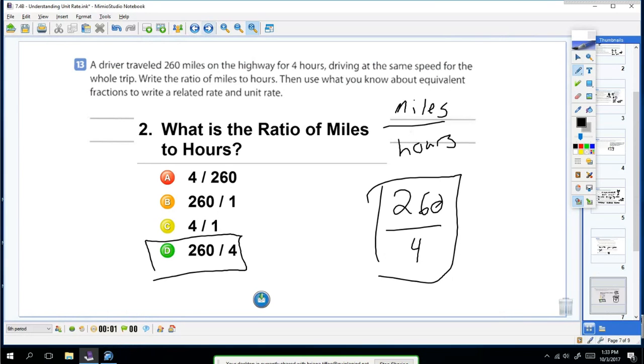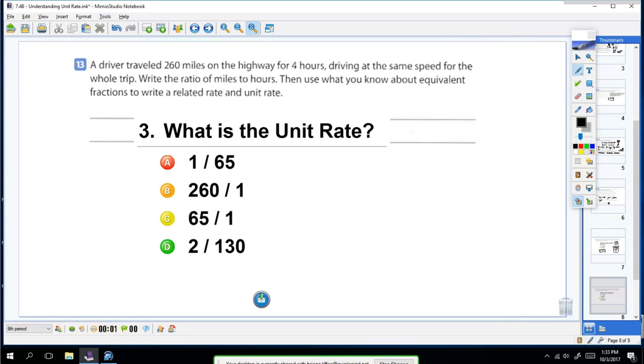Okay, well, continuing on, I need to figure out what's the unit rate. Well, my ratio is 260 for every 4 hours. So all I need to do is divide 4 into 260. And you get 65. So it means I go 65 for every 1 hour.